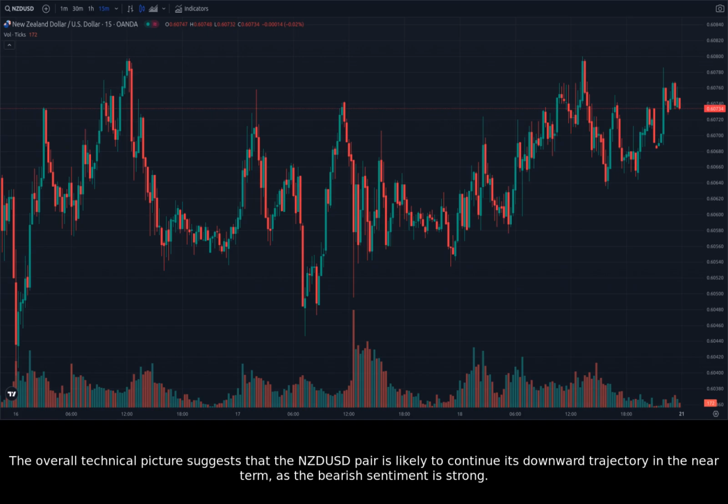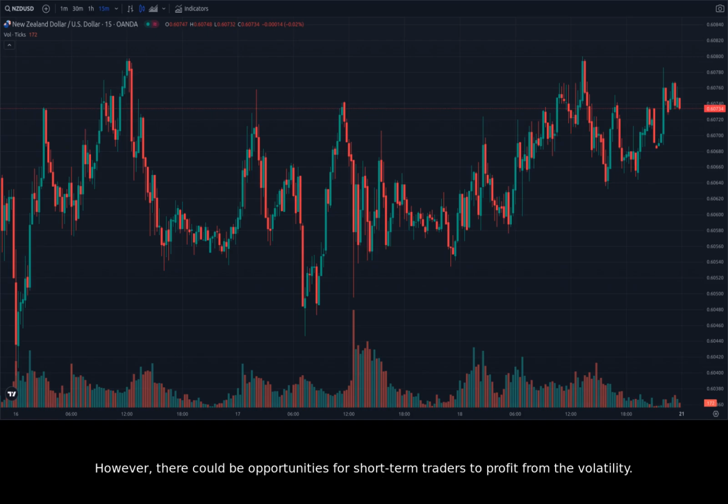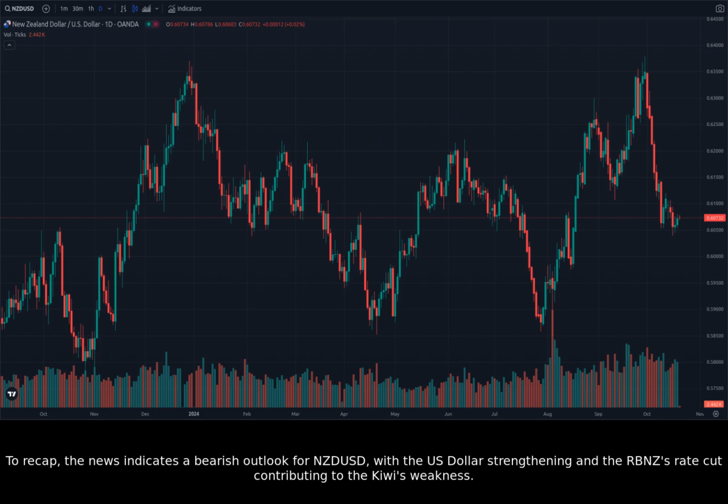The overall technical picture suggests that the NZDUSD pair is likely to continue its downward trajectory in the near term, as the bearish sentiment is strong. However, there could be opportunities for short-term traders to profit from the volatility. To recap, the news indicates a bearish outlook for NZDUSD, with the US dollar strengthening and the RBNZ's rate cut contributing to the Kiwi's weakness.